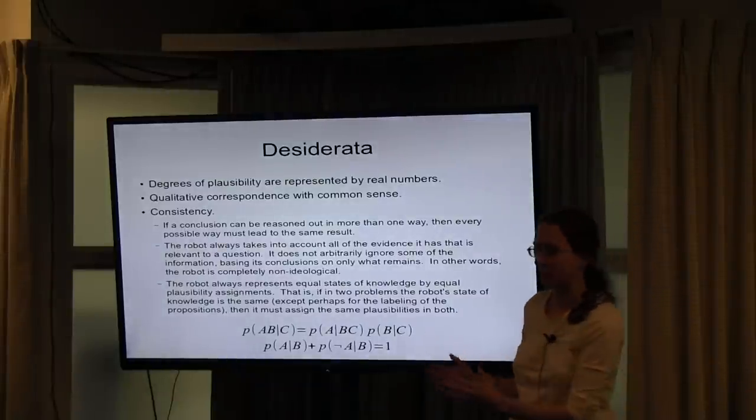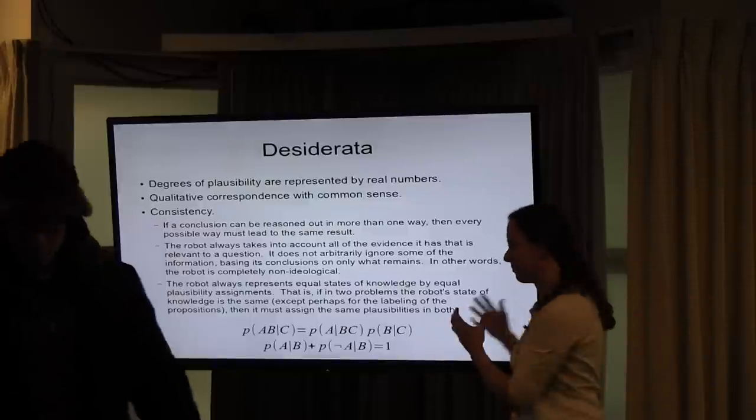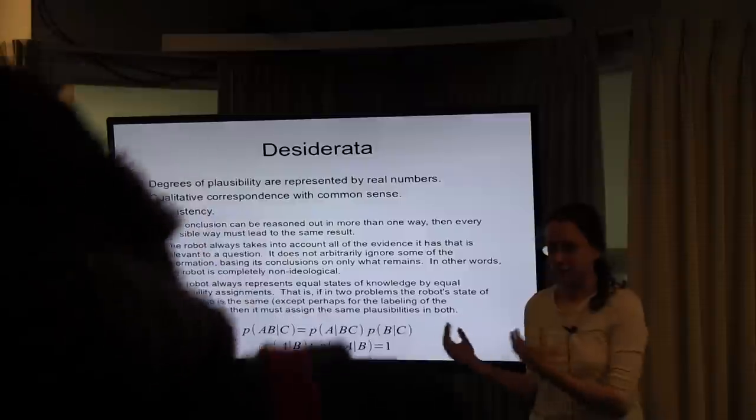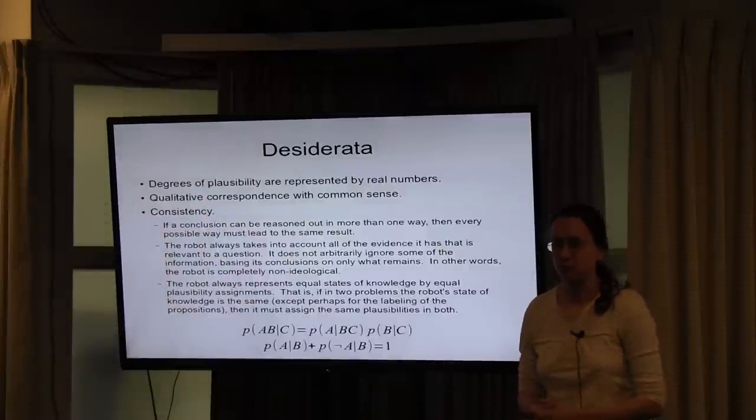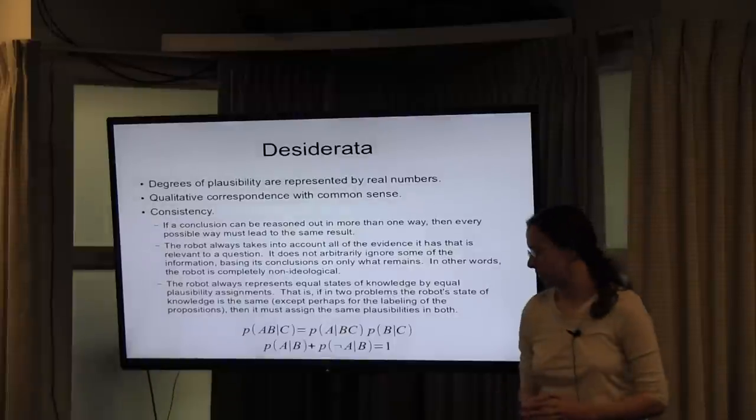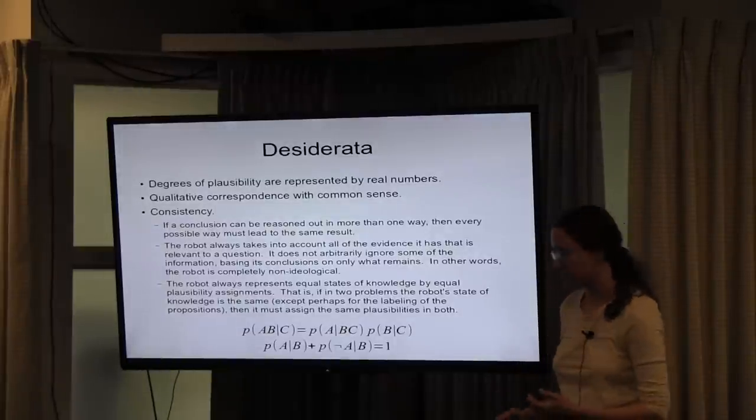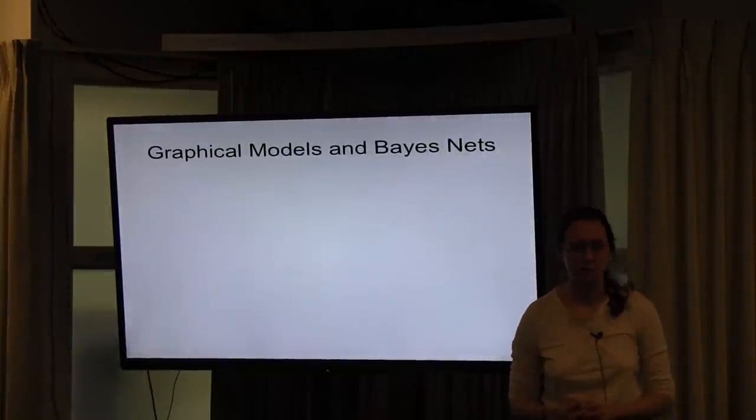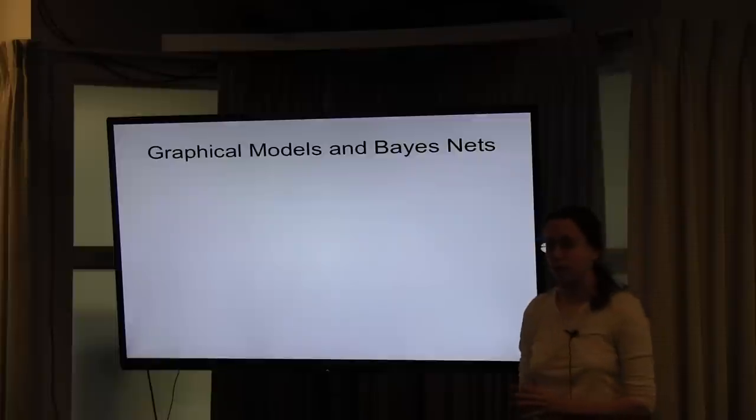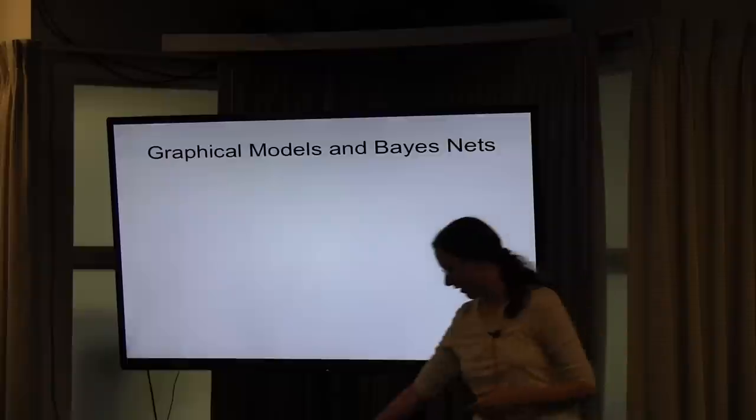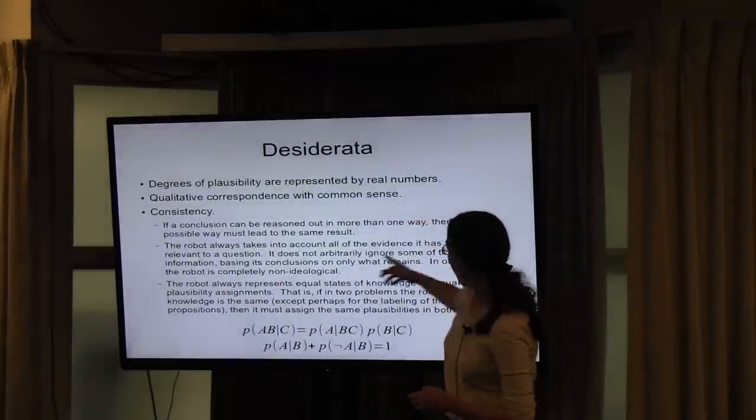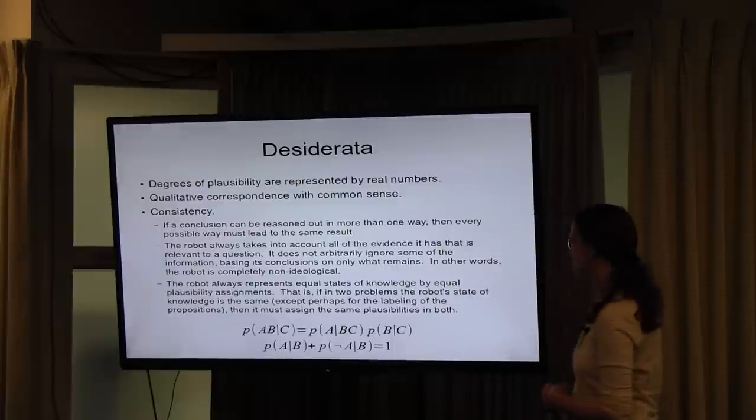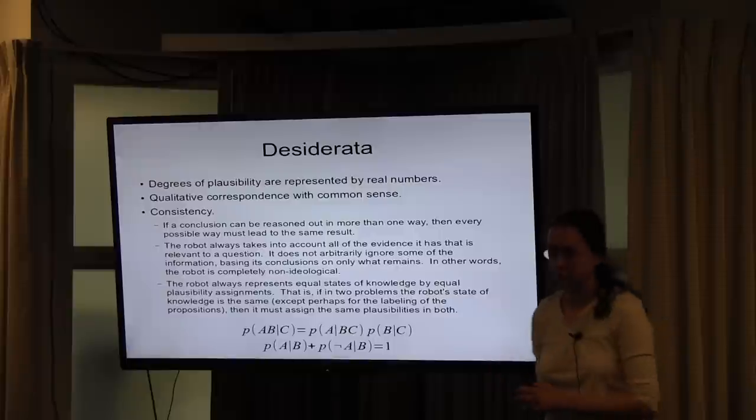In the next couple of lectures, we're going to take this very abstract level and start to talk about tools of thought and also computation that people in the field use to actually make systems that can reason about uncertainty and probability. The one we're going to talk about today is graphical models, and Bayes' nets in particular. I alluded to this last time: there's this desideratum that says we're always going to take into account all of the evidence that we have that's relevant to the question. We don't arbitrarily ignore some of the information and base the conclusions only on what remains.